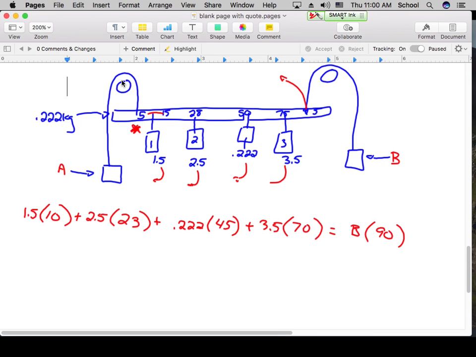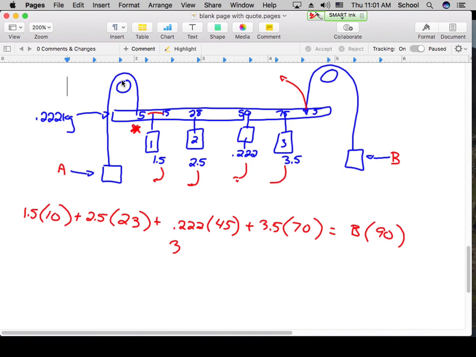Wait, you're doing like the torque formula, right? Mm-hmm. That's all we're doing is the torque formula. So all that divided by 90. So, we have 1.5 times 10, which is 15, plus 2.5 times 23 plus 2.5 times 45, plus 3.5 times 70 equals.